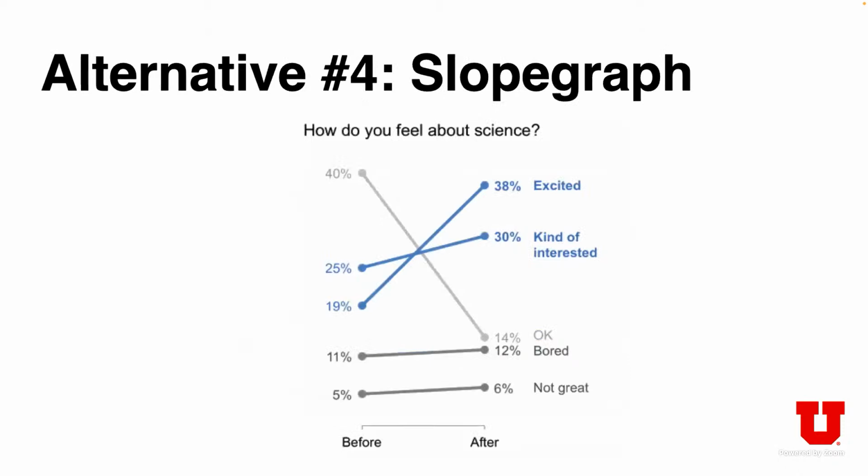Another alternative is this idea of a slope graph, where you show the pre-value on the left, and then you stretch a line segment to a value on the right, which is a pretty cool way of showing changes.